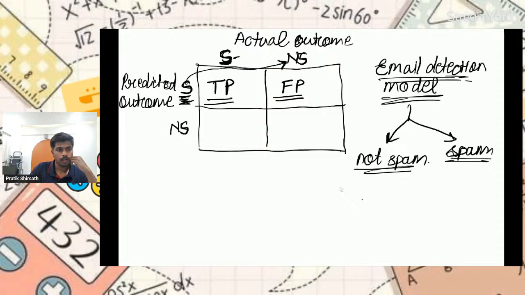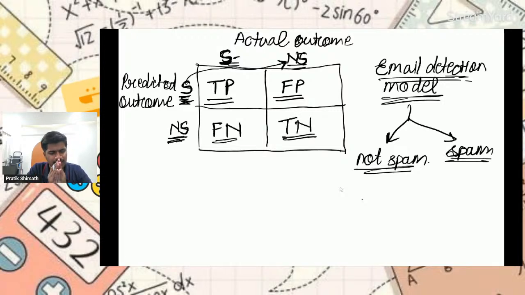Now let us come to the third one. When an email is predicted as not spam, but in actual it is a spam email, at such times it is called a false negative. And the fourth one, which is the important one, is when the model predicts an email as not spam and in actual it was not spam, so it is a true negative.